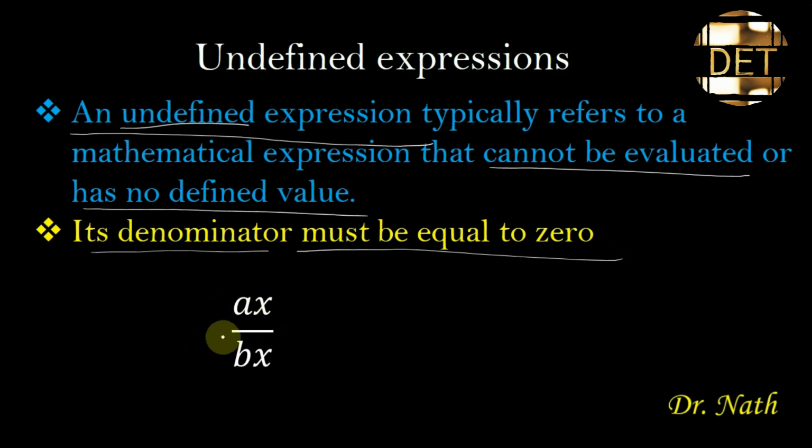So let's look at this expression. For instance, this is ax all over bx. For this expression to be undefined, the denominator, which is bx, must be equal to 0. So bx must be equal to 0, as bx is the denominator here.